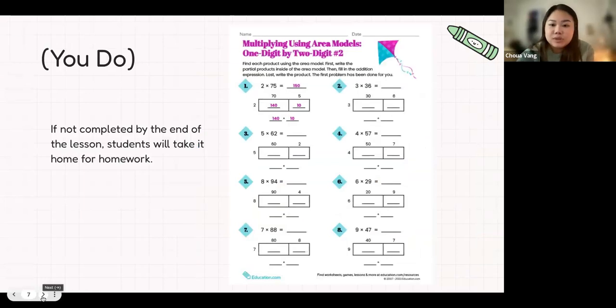And then this is the you do. This is where the students will be doing it by themselves, with a partner, or in a group. And then by the end of the lesson, if students aren't done yet or didn't complete the assignment yet, they will have to take it home for homework and then turn it in the next day for participation points.